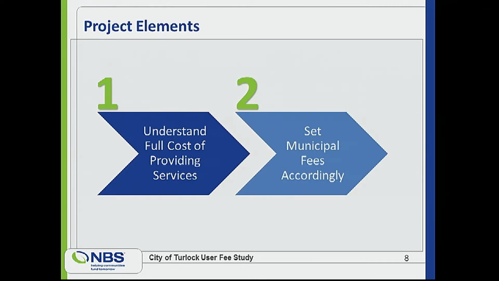So there are two primary project elements, and the first is to understand the full cost of providing service. That is the process that the staff has gone through with me over the last roughly 12 to 14 months. The next step will be to set municipal fees accordingly. Currently, we are right in between those steps, which is to bring this to council for your consideration and review, and ultimately the staff is looking for some guidance and some policy considerations before they come to you for fees to be adopted.